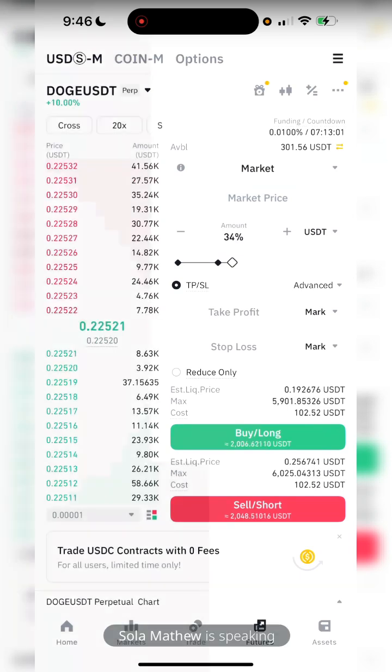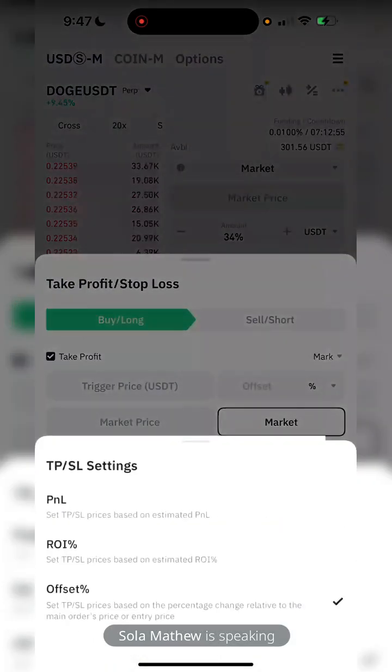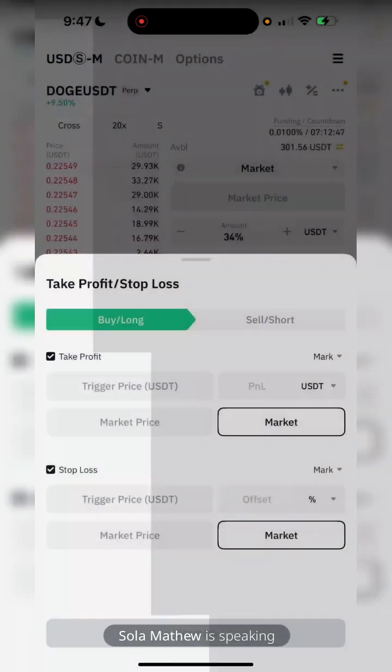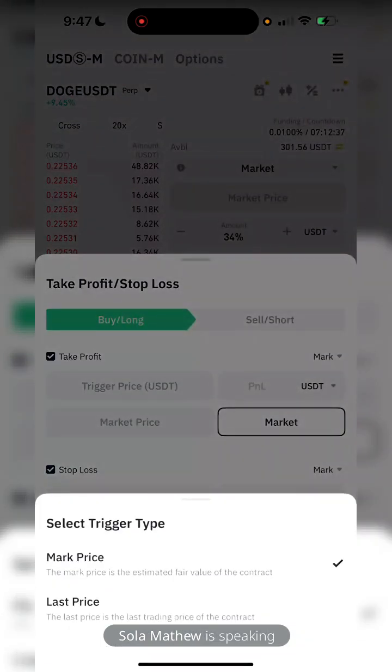Let's go to advanced and see. So you see, they also have advanced. They have market, they have offset. So what they say you should change it to in that Solana listing is P and L. Change it to P and L. All right, so let's say take profits and all of that. This is where you also do the settings.